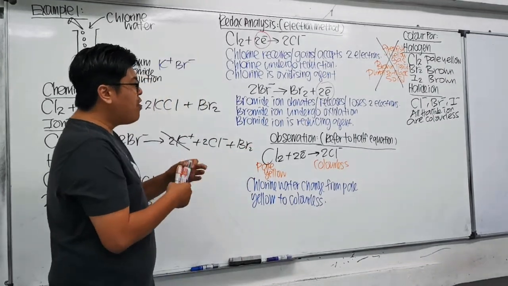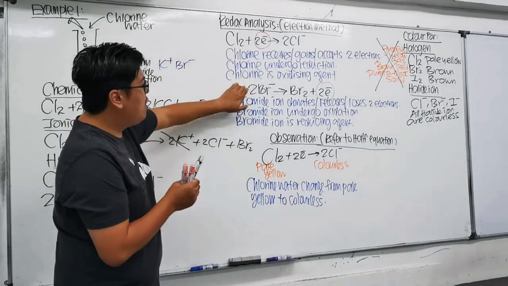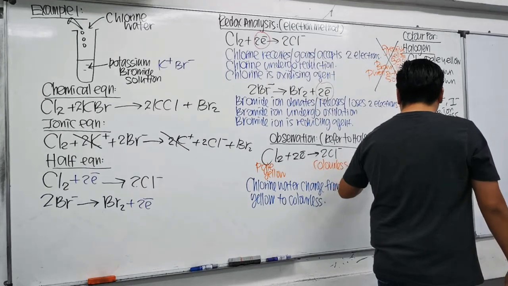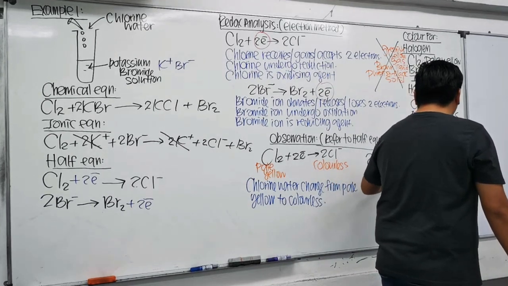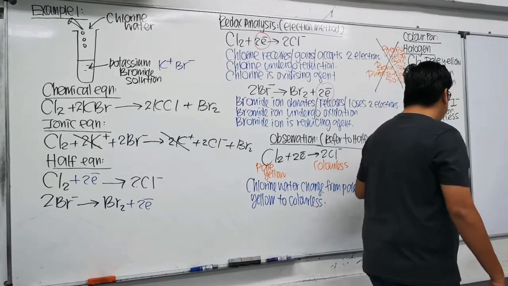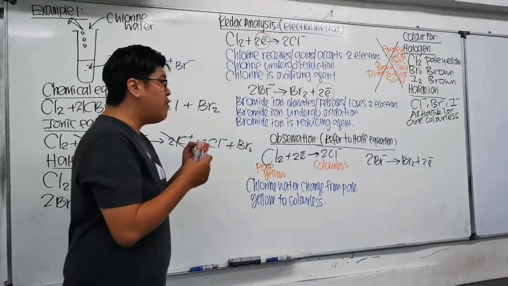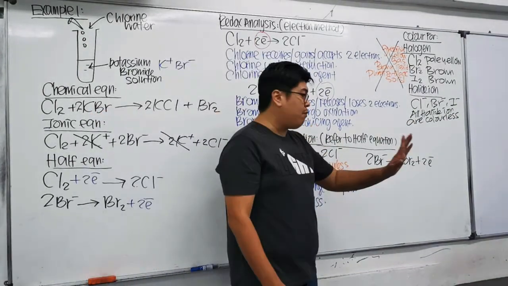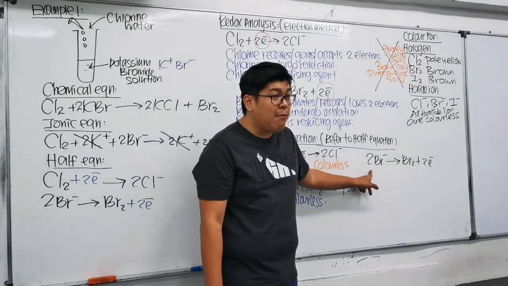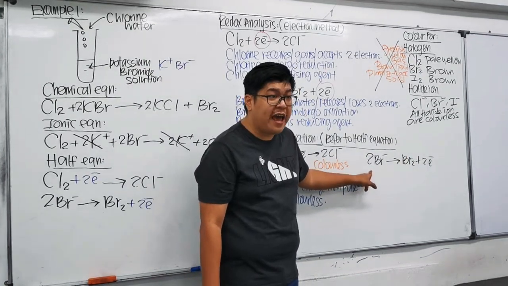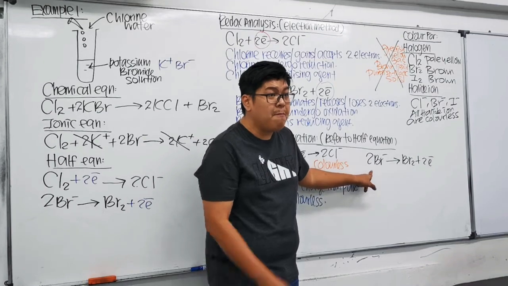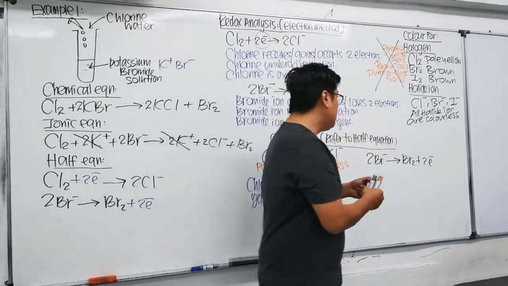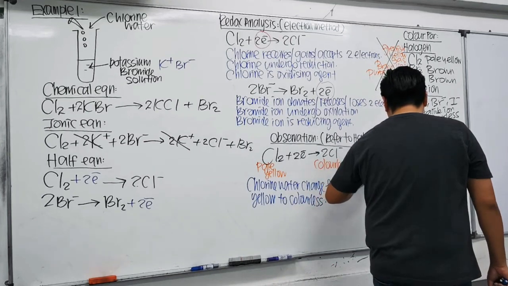Second one. Can we predict another half equation? Why not? Look at the second half equation. Everyone look here. 2 bromide ions becoming bromine coupled with 2 electrons. Can we do the same thing to predict the observation? Why not? Start from the left hand side. You have Br minus. This fella got charge. It is a halide. Halide, what color? Colorless. So bromide is colorless.